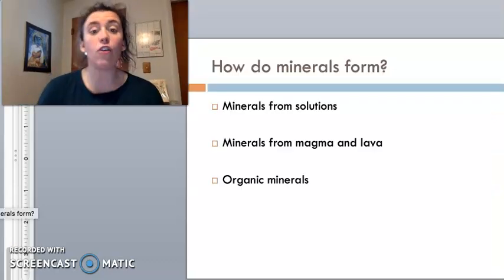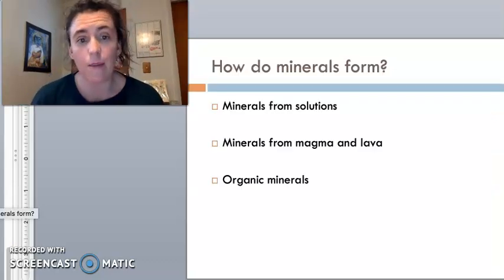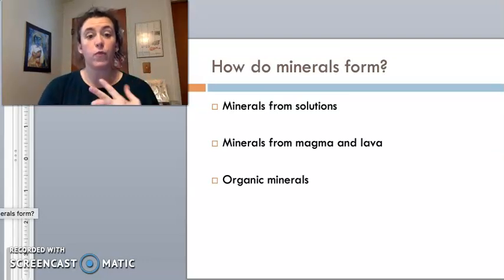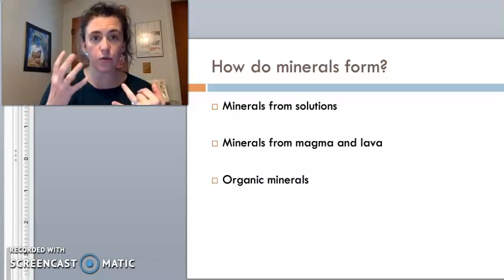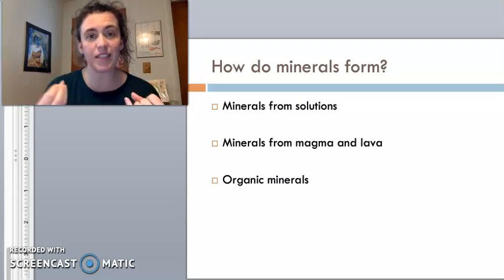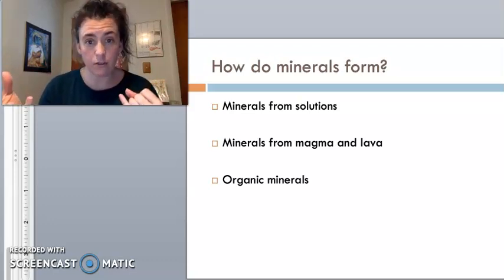All right, so how do minerals form? Last thing, we're wrapping this up. They form in 3 different ways. One is they can fall out of solution. Sometimes you have solutions that start to cool or start to react, and you'll actually get a precipitate, and the minerals will come out of that solution.